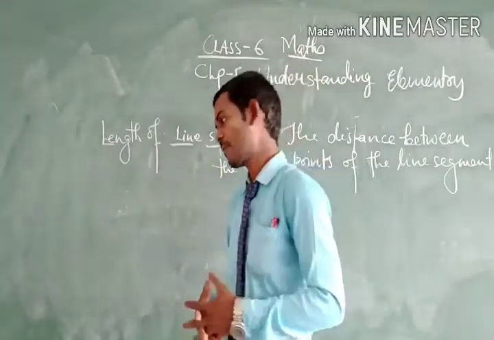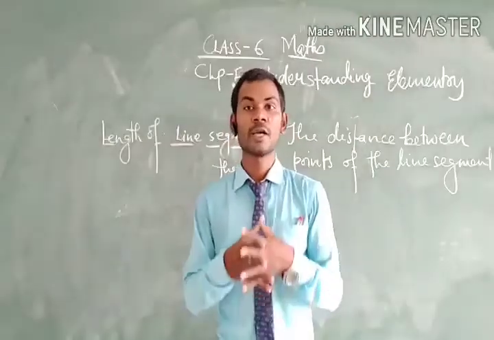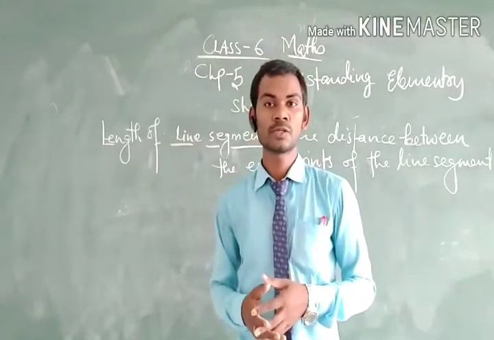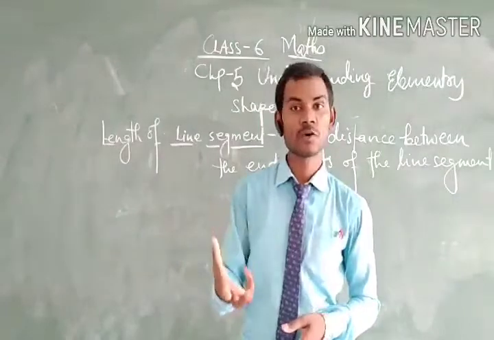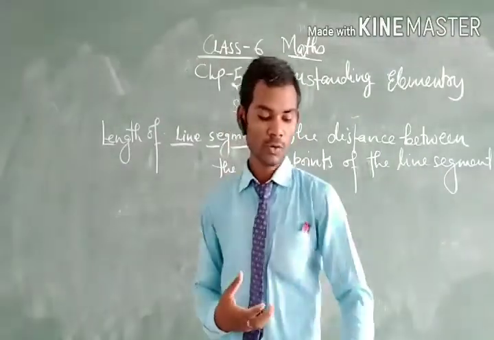In the sense of line segments, we say that two lines are said to be congruent if they have the same length. They have the same length means their lengths are equal, or they are of equal length. Then such two lines are known as congruent lines.